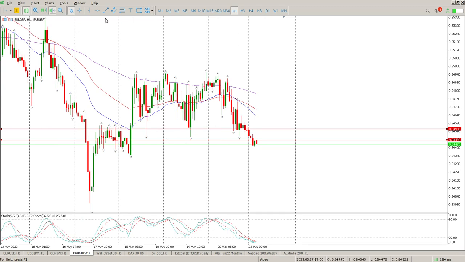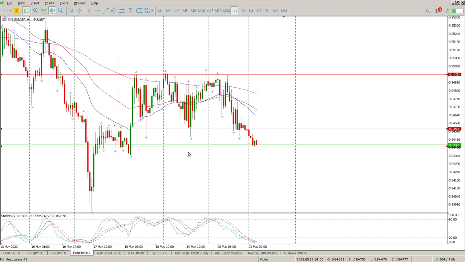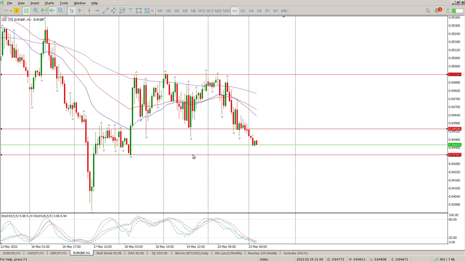It does look like a big range as well, that we're at the bottom of a big range right now, and I can obviously extend that range down to that area there, which is 0.84347. So definitely not wanting to be chasing shorts here. Let it play out, then wait for the pullback, then look for the short to the downside.